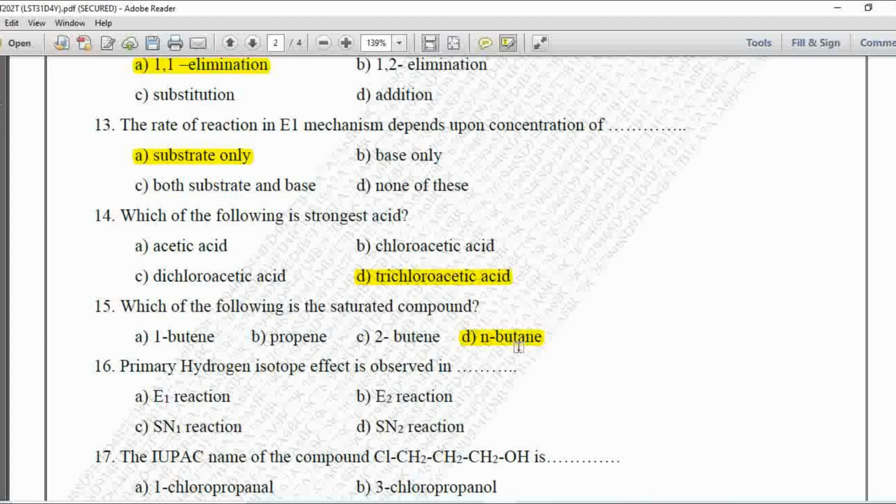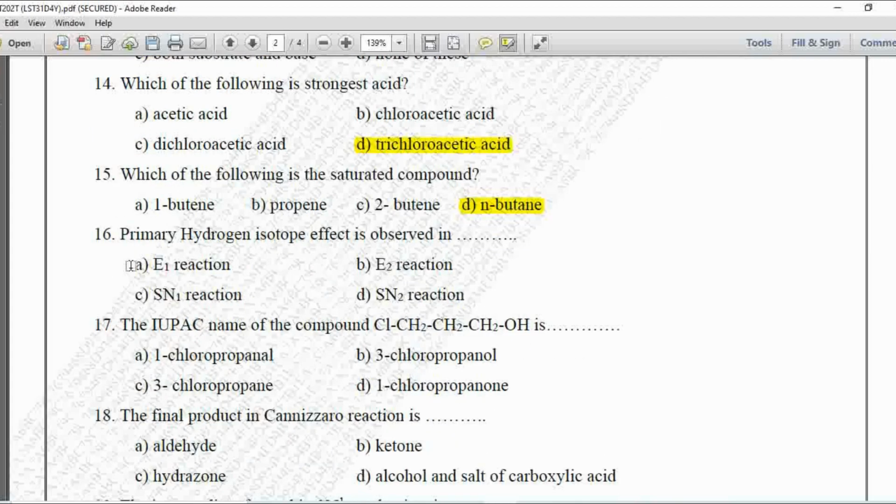Next MCQ 16. Primary hydrogen isotope effect is observed in: option A is E1 reaction, B is E2 reaction, C is SN1 reaction, and D is SN2 reaction. So primary hydrogen isotope effect is observed with the E2 kind of reaction. So B is the correct answer for this MCQ.